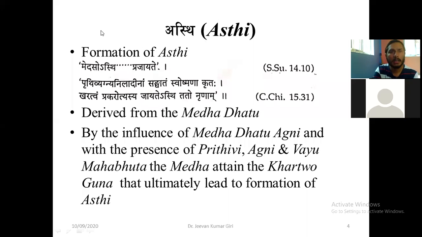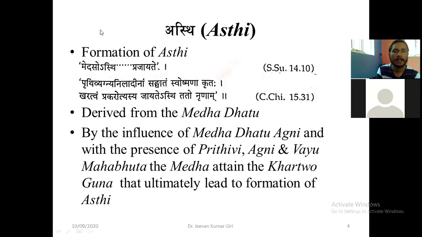Now see here, formation of Asthi, how the Asthi is going to form in the body. Susruta has given one beautiful sloka, Medaso Asthi Prajayate. As you already know, there are 7 dhatus. Have you studied the Dhatu Poshana Nyaya, Kshira Dadhi Nyaya, Kedara Kulya Nyaya, Khale Kapota Nyaya? Have you read this in physiology? So there are 7 dhatus: Rasa, Rakta, Mamsa, Meda, Asthi, Majja, and Sukra dhatu.